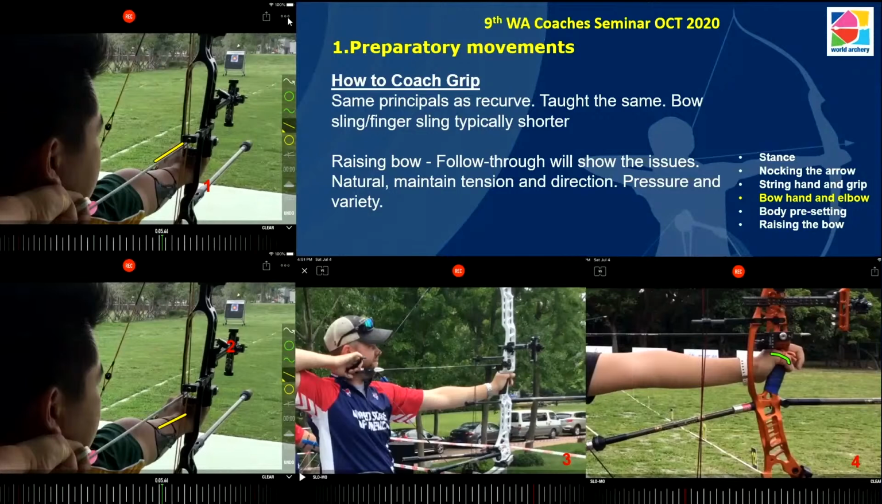Pressure, variety in the grip, any sort of movements in the fingers are all very worrying with a compound bow. Because they're very focused on aiming, any small movements, and the fact that there is a lower holding weight, typically you will find that any changes here can have a greater effect than a recurve bow will on the target.